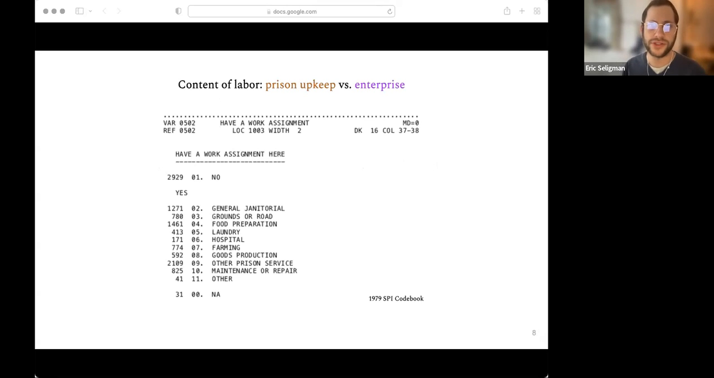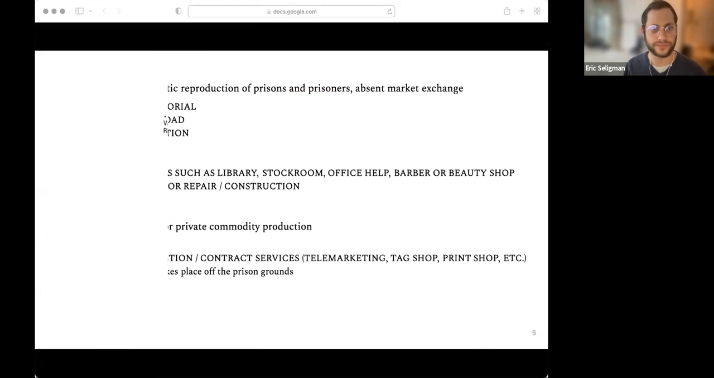Okay, we'll turn first to our examination of the content of prison labor, for which we've developed the analytical categories of prison upkeep and enterprise, which we will use throughout the rest of our analysis. So we're beginning with that. Here's a little picture of the 1979 codebook with the work assignment question, and it's about 10 type of work options, which we'll continue considering now.